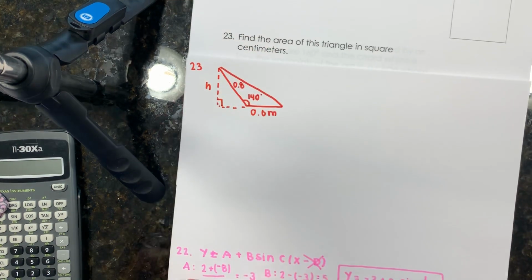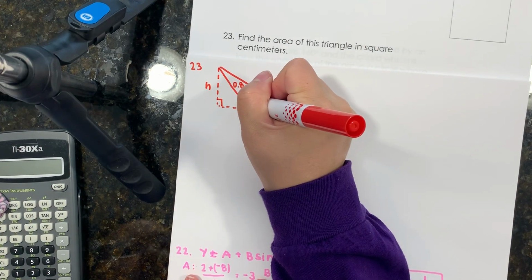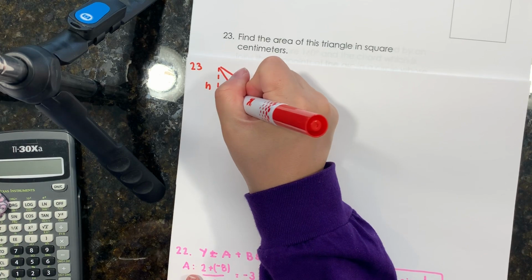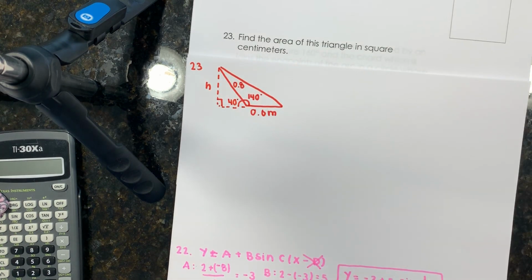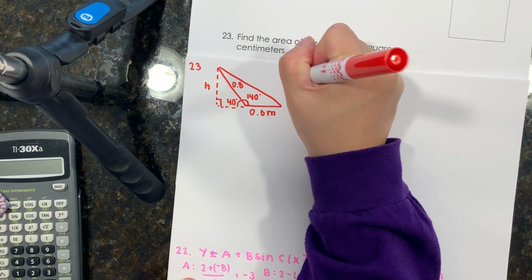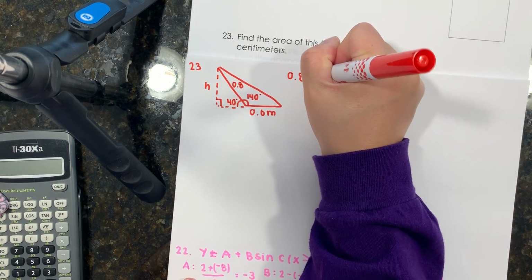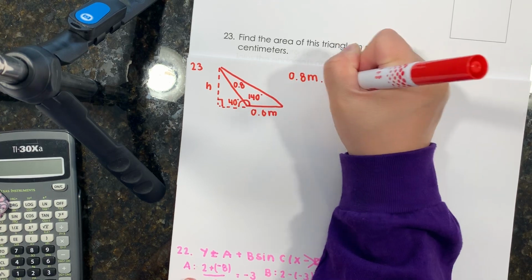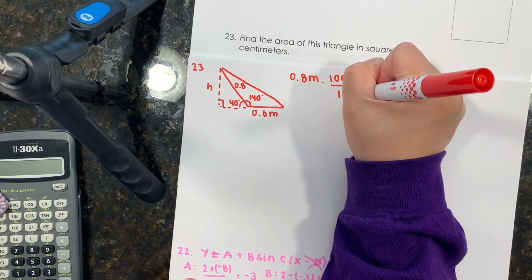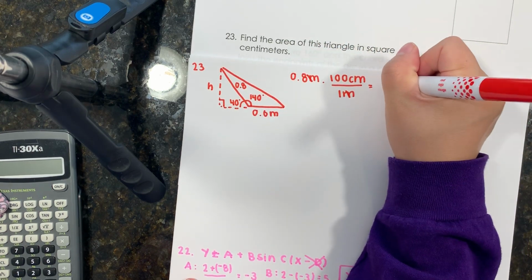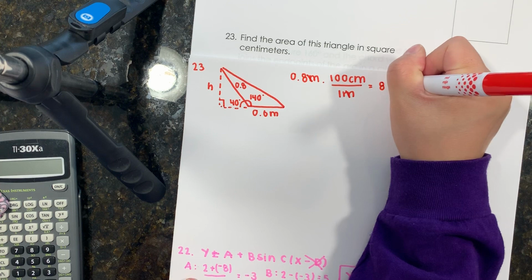This is my right angle. This right here, if I find the supplement of that angle, it would be 40 degrees. I also need to convert from meters to centimeters. So this 0.8 meters converted into centimeters, because there's 100 centimeters in 1 meter, would be equal to 80 centimeters.